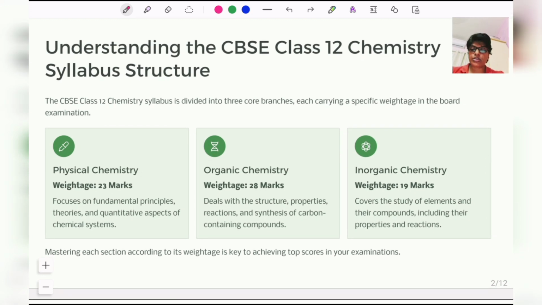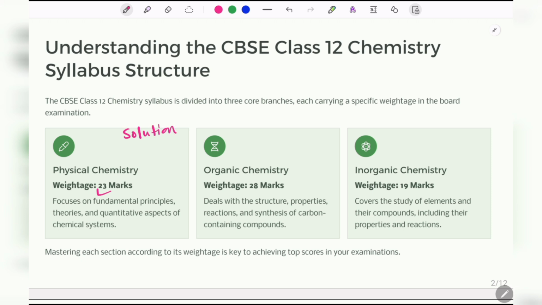Before we jump deep into it, let's understand what are the various types of branches of chemistry which you're going to deal with. So first we have physical chemistry. When we talk about 23 marks, the weightage is there. In this we will have topics like, for example, the topic of solution, electrochemistry, and kinetics. So these are the most important topics where you have to use a lot of formulae, as well as numericals.